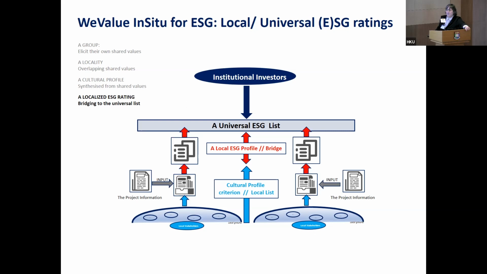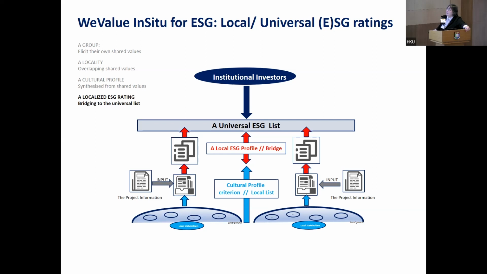I take your project, I go see your project manager. The 2 of us sit together and I say, right, let's look at your project characteristics against our profile. Let's see how you score. And when we finish the scores, we can send those scores up to the universal list. Okay? And you just do it again in another locality. And you send the scores up to the universal list, which the investors can look at.